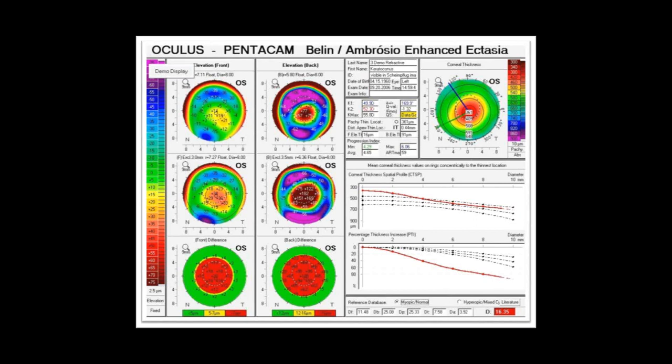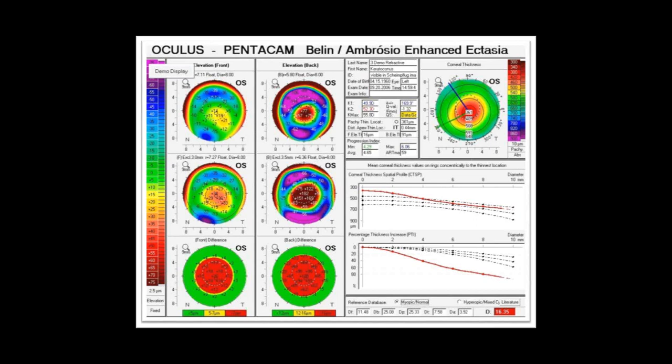We'll go over this a little bit later, but the Belin Ambrosio display looks at, if you look at the top left, the first column, that's anterior front elevation. The first map, the upper left, is using a standard best fit sphere. The middle uses something we call an enhanced reference surface, which we'll go over later. And the bottom one on the first column represents the change going from the standard best fit sphere to the enhanced reference surface. Normalized, really, it should have almost no change, and this clearly is a highly abnormal eye.